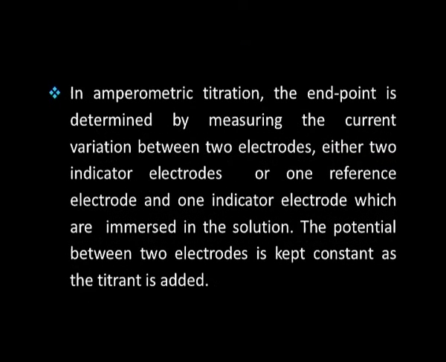In amperometric titration, the end point is determined by measuring the current variation between the two electrodes, either two indicator electrodes or one reference electrode and one indicator electrode, which are immersed in the solution that contains the analyte. The potential between the two electrodes is kept constant as the titrant is added.